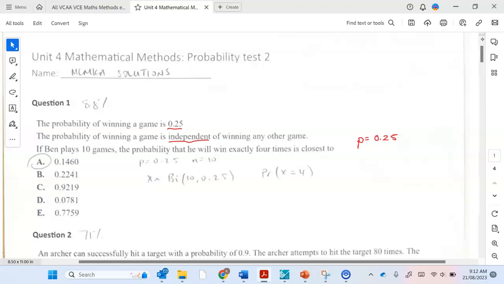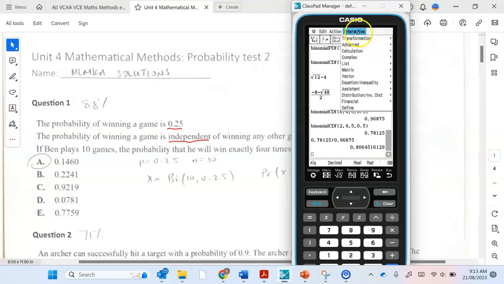Ben is playing 10 games, so N equals 10. The probability that he will win exactly 4 times is closest to. So you can see I've defined the binomial distribution. In the extended response questions, you need to actually state what P and N are if the question is worth more than 1 mark. We'll come across that in a sec. So this is quite an easy question. Interactive, discrete, and because we only want x equals 4, it's PDF.